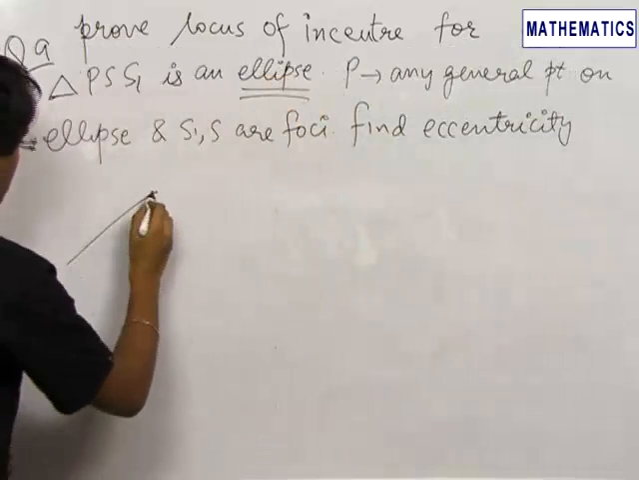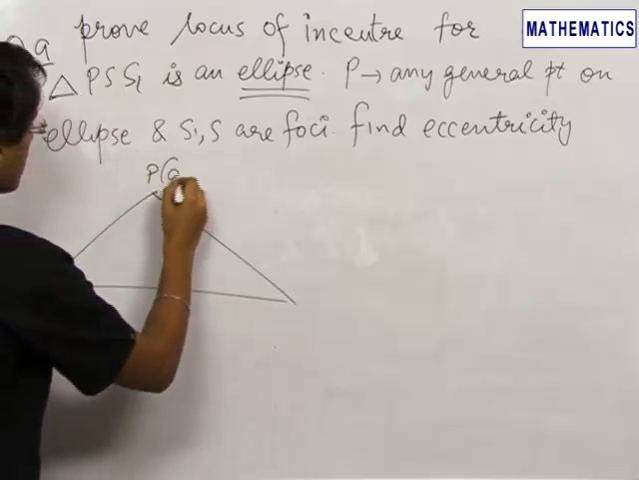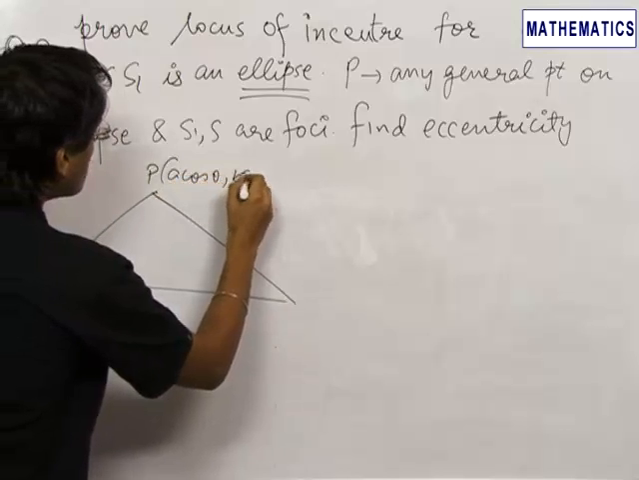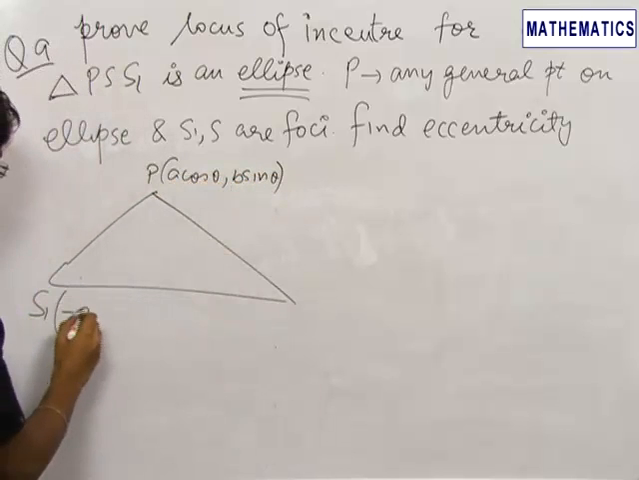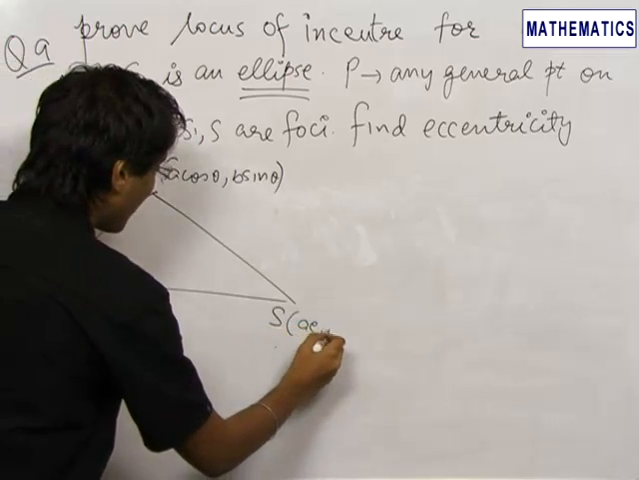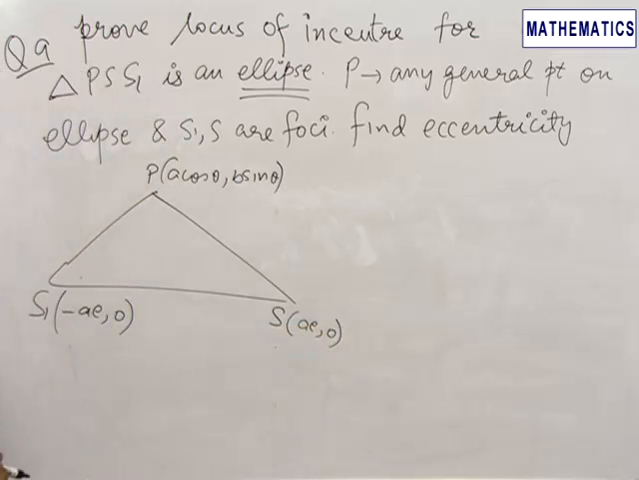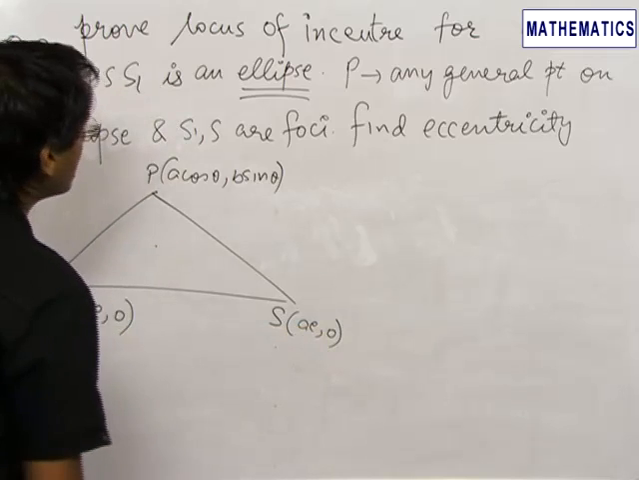Now first of all, let us make the triangle. If this is point P, a cos theta, comma b sin theta, this is S1, minus AE comma 0, this is S, AE comma 0, then we need to find the locus of the incenter of this triangle.